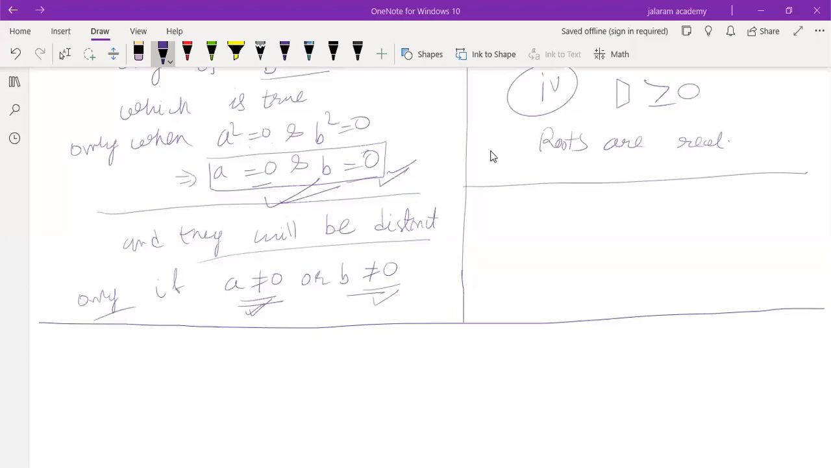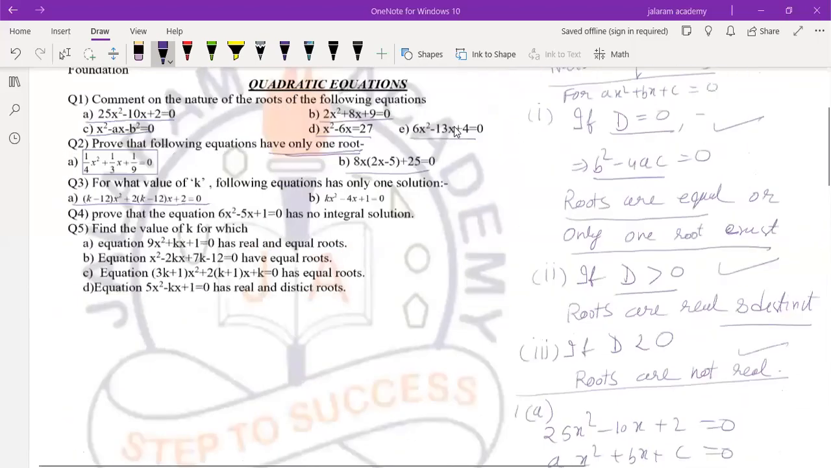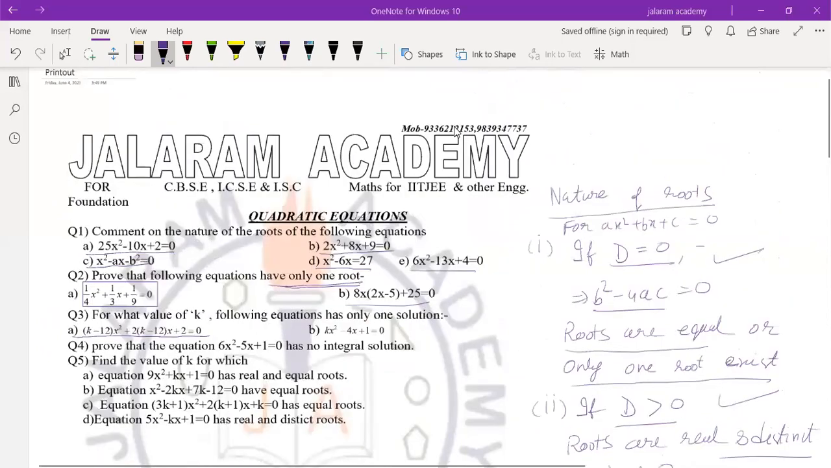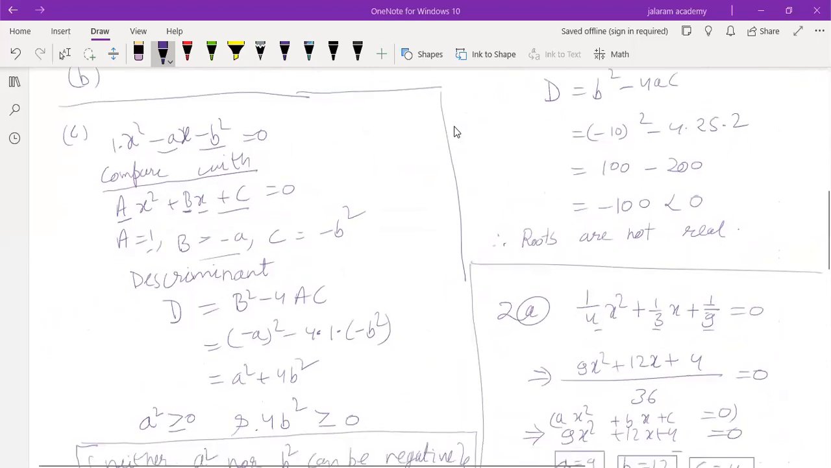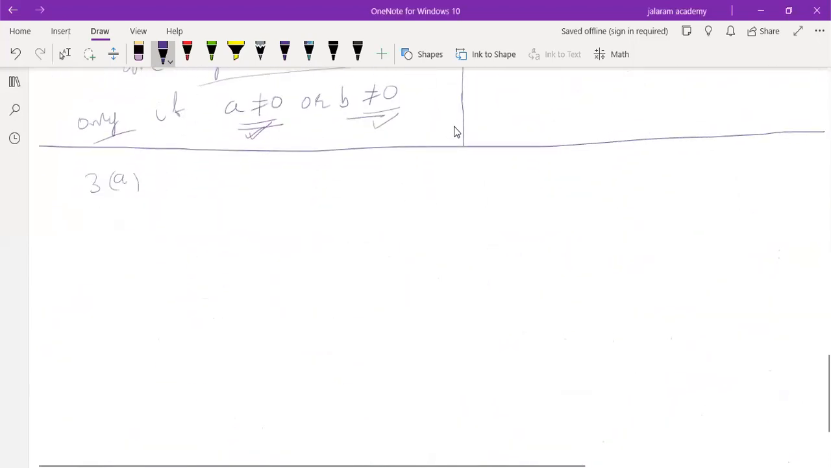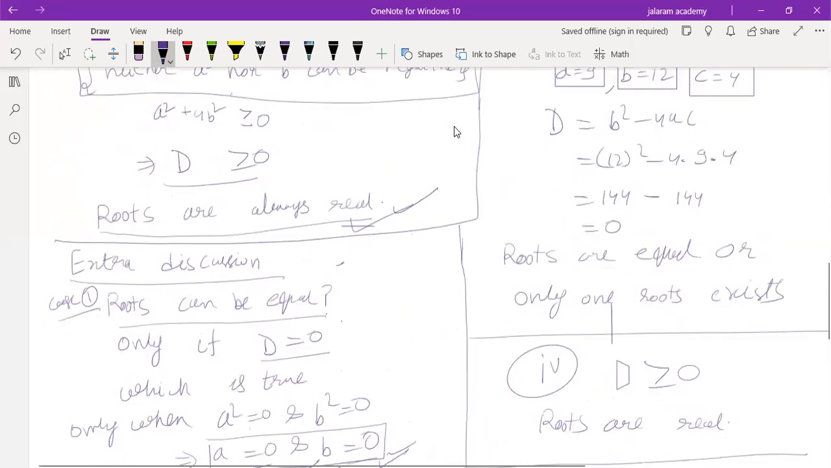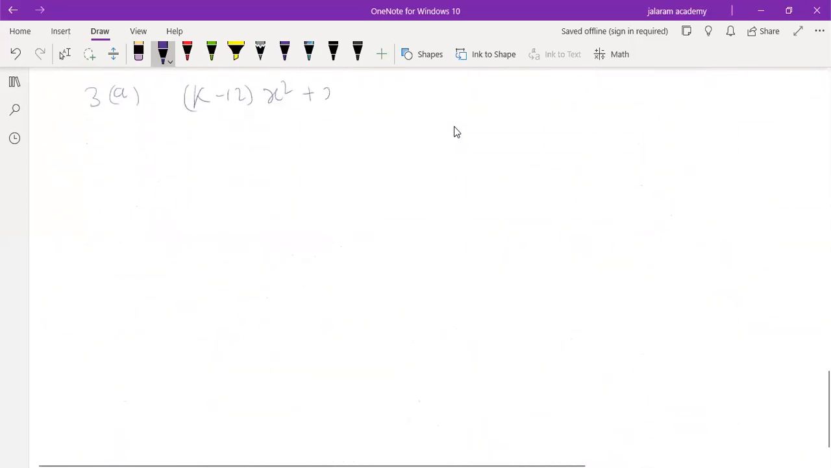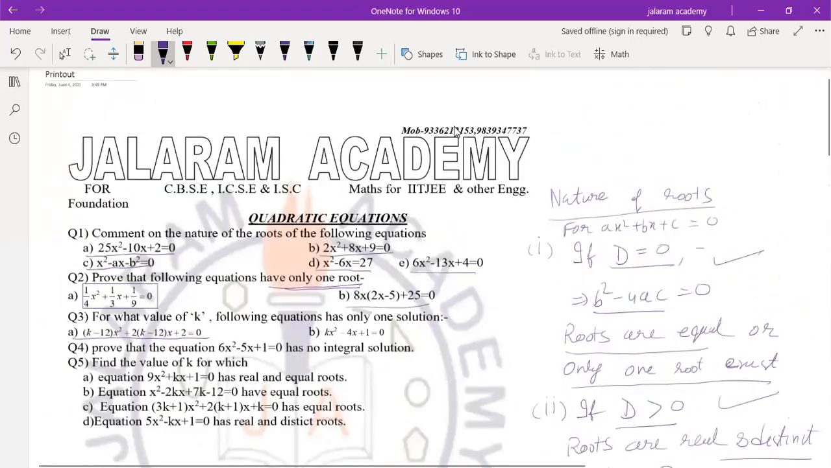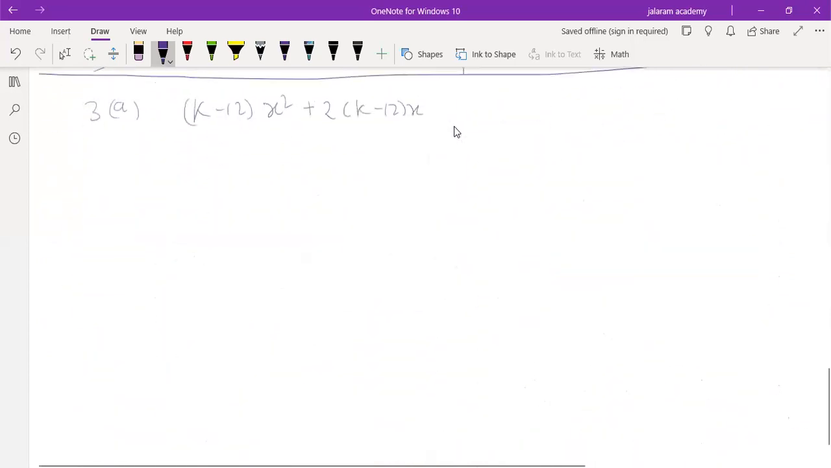In question number 3a, it is k minus 12 into x square plus 2 into k minus 12 into x plus 2 equals to 0. If we compare again it with ax square plus bx plus c equals to 0.